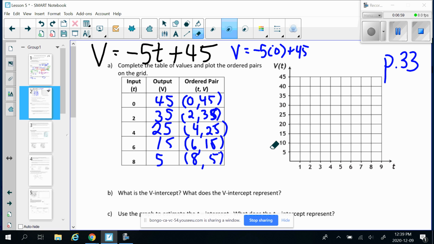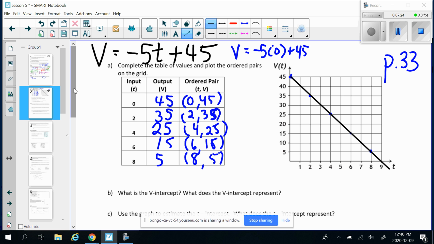Okay. So if I plot this on my graph, it's going to be here, and then here. It's going to go down like this. I want to take a vote from you guys in the chat box. Should we connect the dots? Yes, we are going to connect the dots. And the reason is because volume is a continuous variable and time is a continuous variable. And because both of them are continuous variables, you can connect the dots.